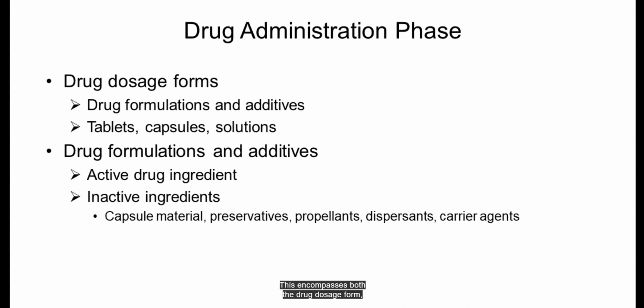This encompasses both the drug dosage form, which is the physical state of the drug, and also how it is administered. As we can see, drugs can be administered via tablet, capsule, suppository, elixir, or suspension, which is solution. We also need to consider the inactive carriers in each drug, for instance, propellants in our metered dose inhalers. How the drug is administered is another huge consideration.